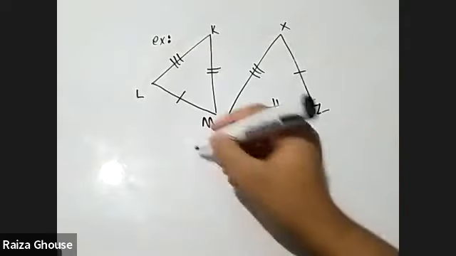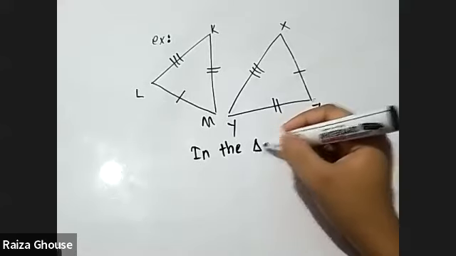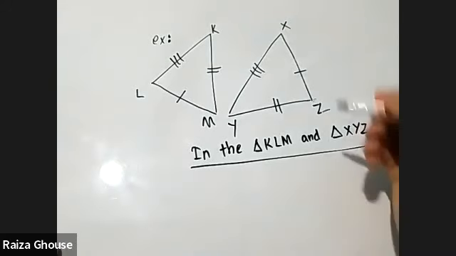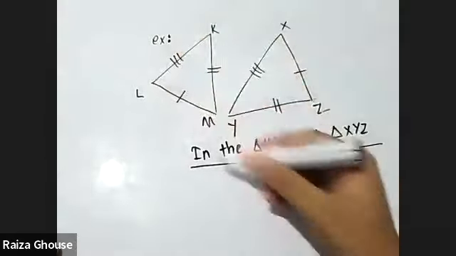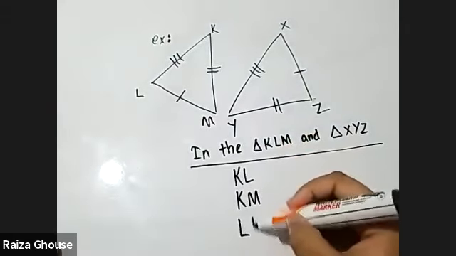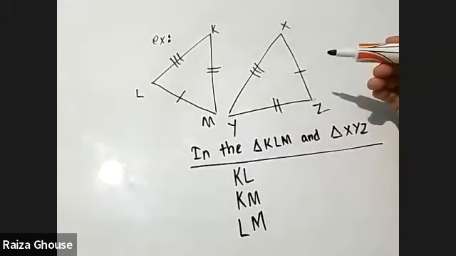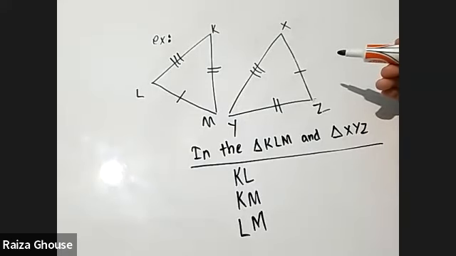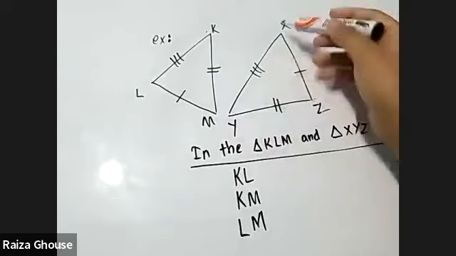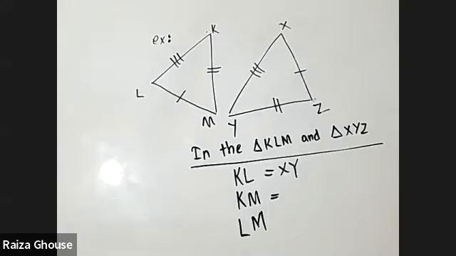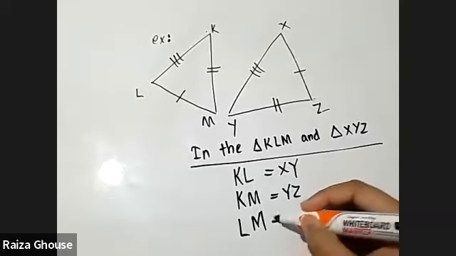Now, I'm going to write the case of congruency. This is how you write for the exams also. In triangle KLM and triangle XYZ. Now I'm considering triangle KLM first. I can see KL side, KM side, and LM side. In triangle XYZ, what is the side equal to KL? XY. Somebody's telling KL is equal to XY. That's correct, because it's clearly marked. Then what about KM? YZ, KM double line. Now LM, the remaining side, XZ.